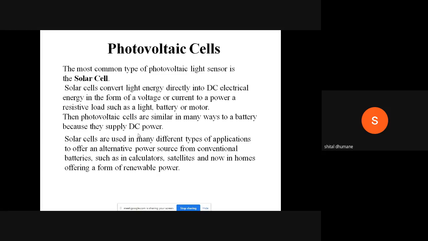Photovoltaic cells are similar in many ways to a battery because they supply DC power. They are used in many different types of applications to offer an alternate power source from conventional batteries, such as calculators, satellites, and now in homes, offering a form of renewable power. All of you know that solar panels are now in use. Solar panels directly get converted into electrical form. If you have seen the solar panels at your home, you see the connections, how light is converted into electrical energy, and then how it is utilized for further applications.